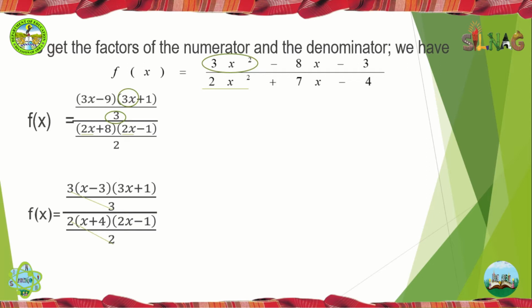And then next, we have at the denominator, the common factor of 2x plus 8 is 2. 2x divided by 2 is x. 8 divided by 2 is positive 4. Times the second factor, 2x minus 1 over 2.